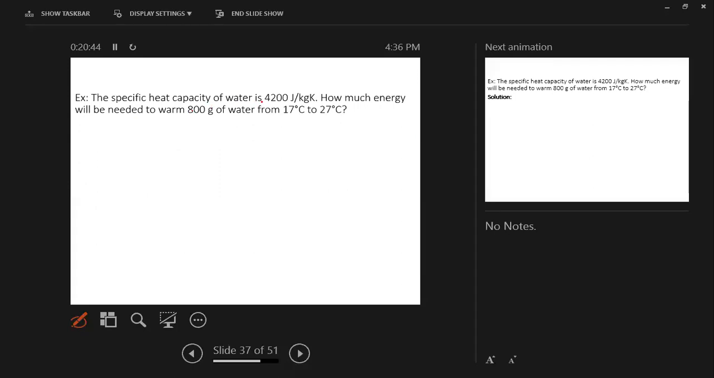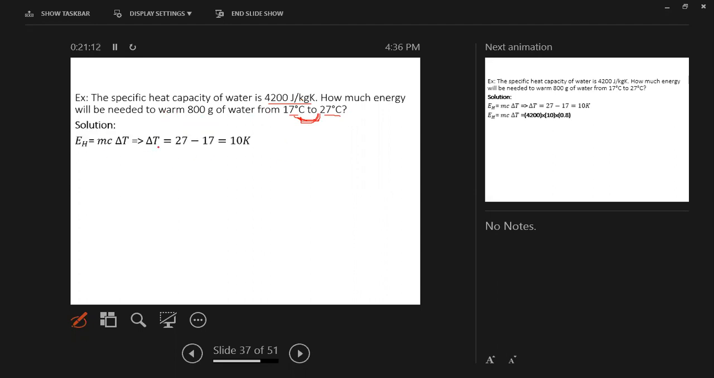The specific heat capacity of water is 4,200 joule per kilogram Kelvin. How much energy will be needed to warm 800 grams of water from 17 Celsius to 27 Celsius? So here there is one thing that you need to know. You don't need to convert Celsius into Kelvin, because even though when you convert it, you're going to see that the change in temperature is 10. Okay, Kelvin or Celsius is going to be 10. So that's why you don't need to convert the Celsius into Kelvin. You don't need to do that.